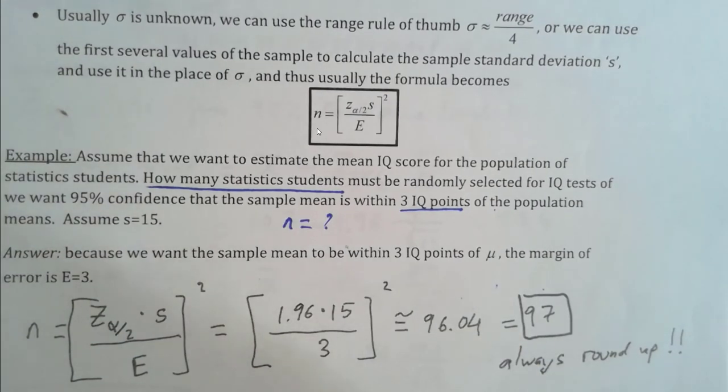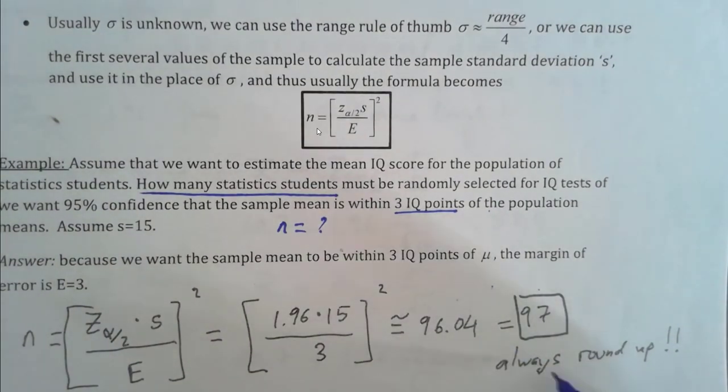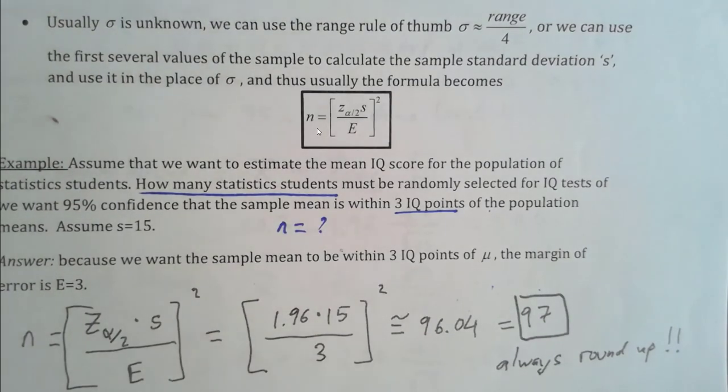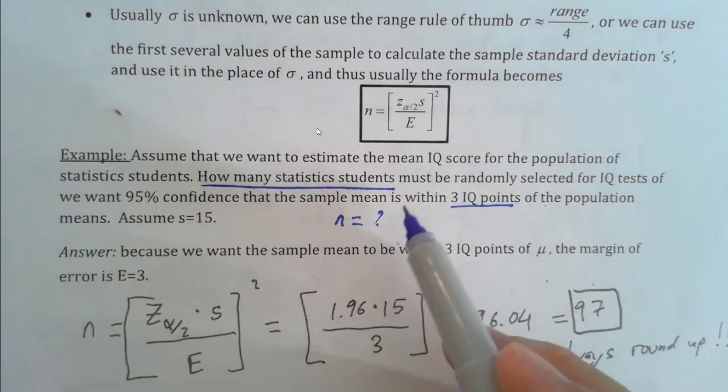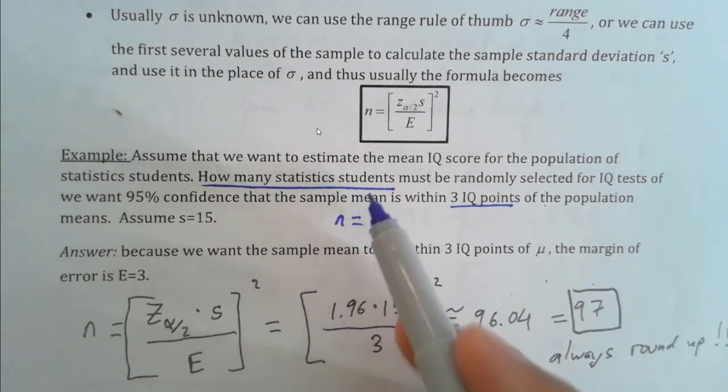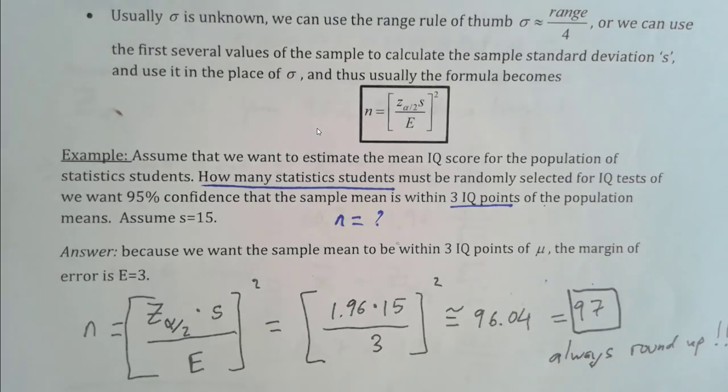And then again, as a rule, we always round up to the next whole value. So 96.04 is equal to 97. That is the next whole value, the next integer. So 96.04 becomes 97. So we need a sample of 97 statistics students to be randomly selected for the IQ test.